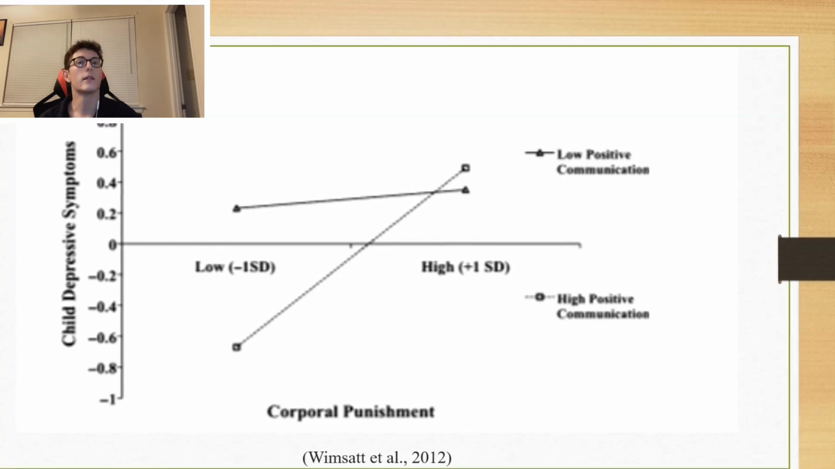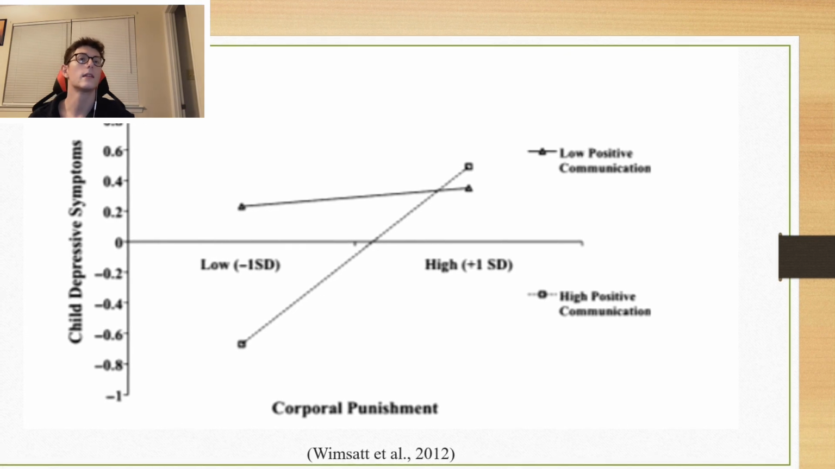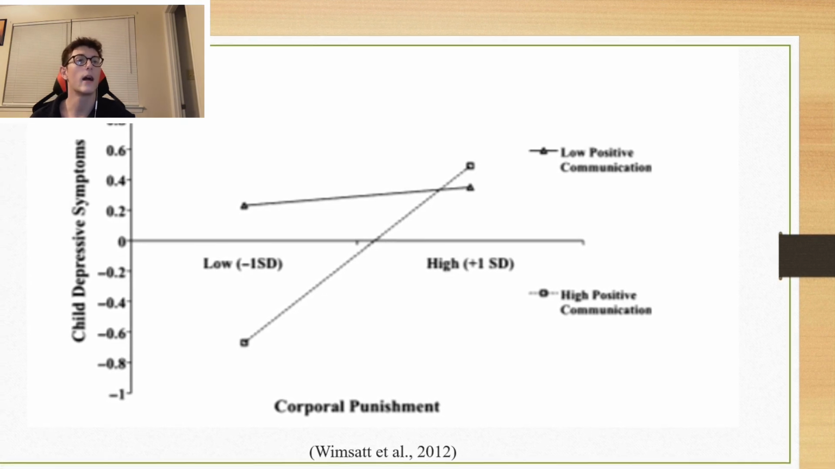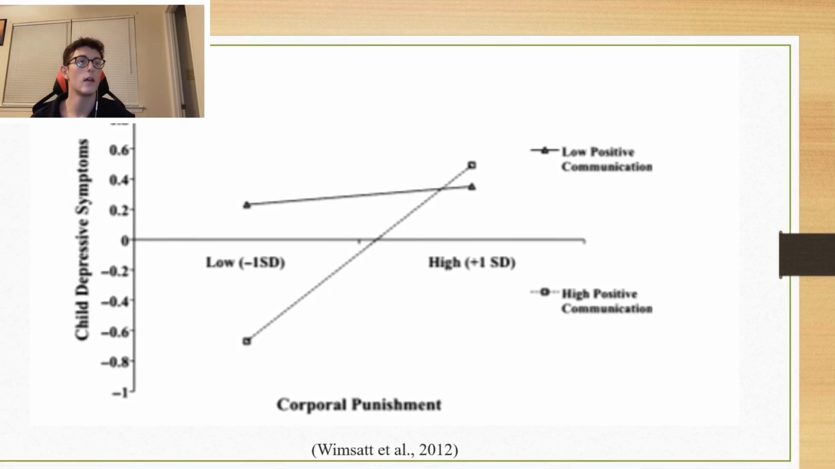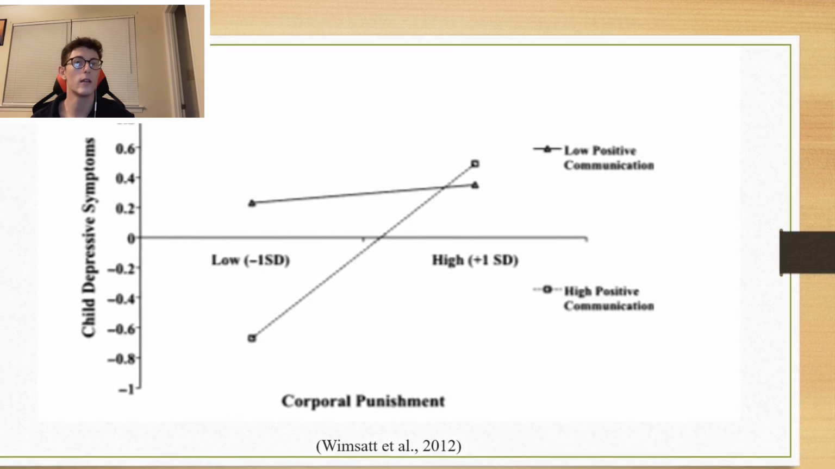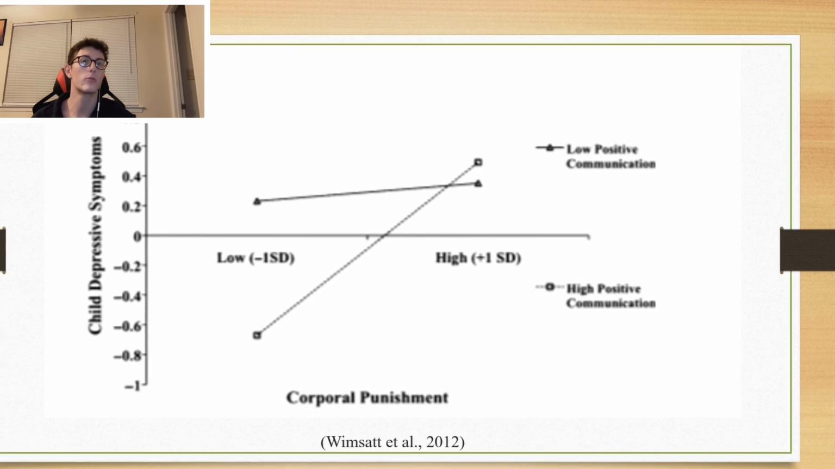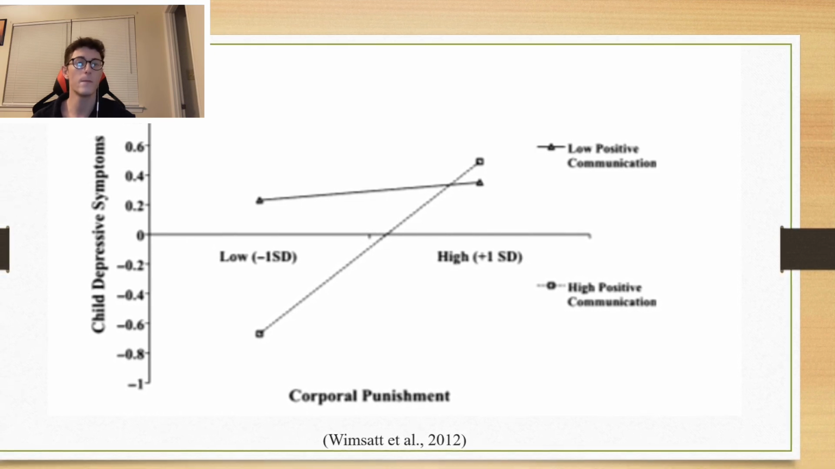Here is a chart from the last slide, bigger so hopefully you can see it better. This took a little while for me to understand, but the higher you go on the y-axis is worse depressive symptoms, and the farther right you go on the x-axis is how extreme corporal punishment is in a child's life.